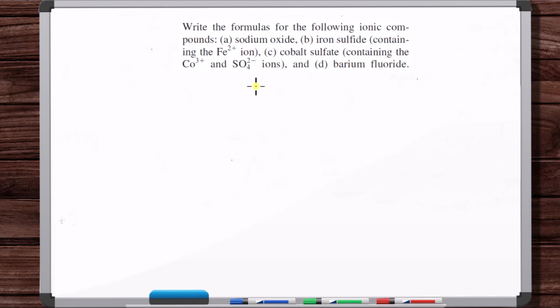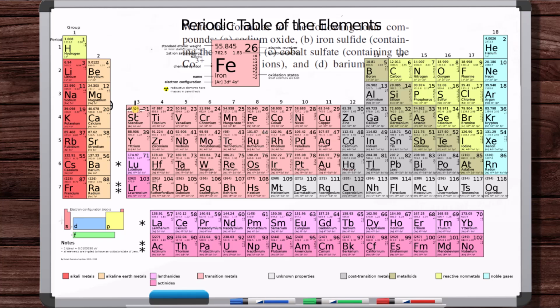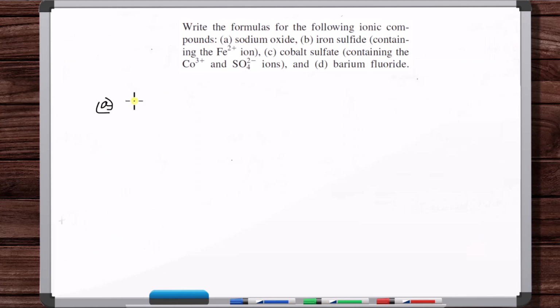You see? Okay, write the formulas for the following ionic compounds. Sodium oxide. All right. What is the ion for sodium and oxygen? If we come here, sodium is going to be a +1. Oxygen is going to be a 2-. So Na plus, O2-. We just do this process, right? If it's an ionic compound, you're going to get Na2O.